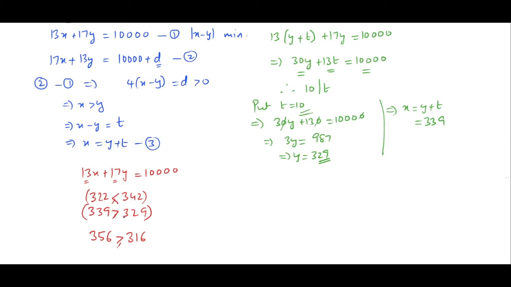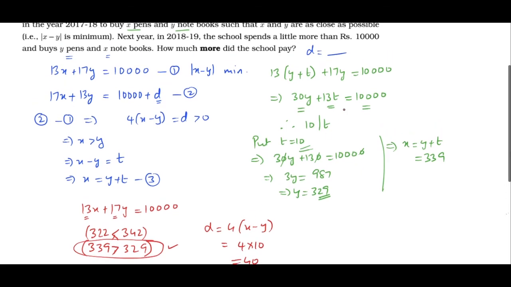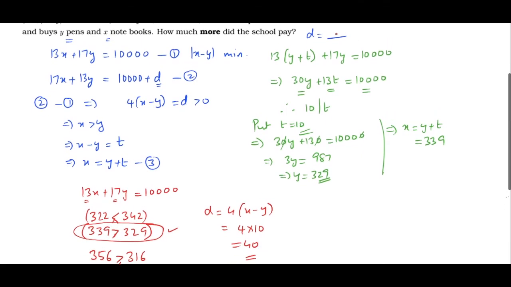So the solution in which x minus y is least is this solution, 339, 329. So D is nothing but 4 times (x minus y). So in this case, x minus y is 10. So 4 into 10, 40. So how much more did the school pay? 40 rupees. That's the answer.